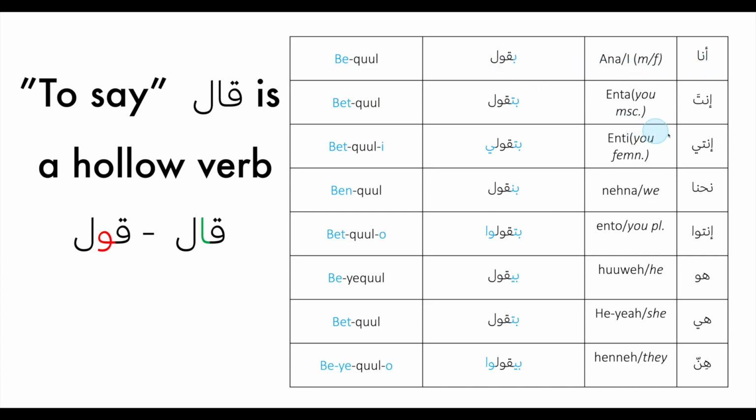أنا بقول, أنت بتقول, you are saying, masculine. أنتي بتقولي, you are saying, feminine. نحنا بنقول, we are saying. أنتو بتقولوا, you are saying, group of people. هو بيقول, he is saying. هي بتقول, she is saying. هن بيقولوا, they are saying.